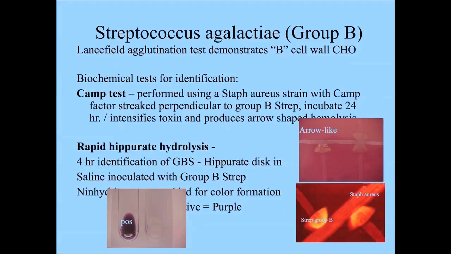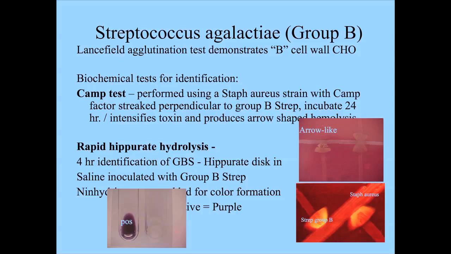On the next slide, we talk about Streptococcus agalactiae, which is the genus and species name of group B strep. This has the group B strep as demonstrated in the Lancefield carbohydrate test. If you want to do biochemical testing for group B strep, you could do either the CAMP test or the rapid hippurate hydrolysis test. The CAMP test is as old a test as is possible in the microbiology laboratory. It is performed using a Staph aureus strain with CAMP factor. It is shown in the upper right-hand picture.